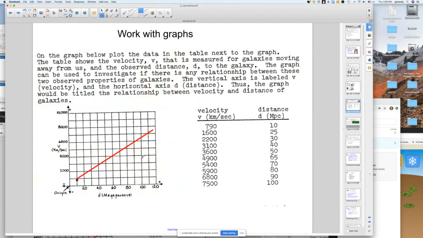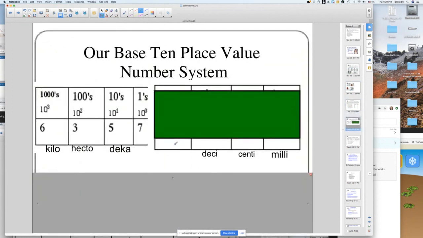Right now, we're not going to do graphing. Toward the end of the semester, we're going to need a little bit of graphing, but right now, I'm going to skip this. But let's talk again about the metric system. The metric system works like our base 10 place value number system. What does that mean? Well, if you have a number like 6357, the position of these digits tells you its value. The 7 tells you how many ones. The 5 tells you how many tens. The 3 tells you how many hundreds. The 6 tells you how many thousands.